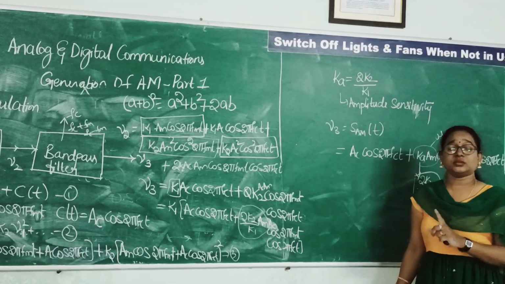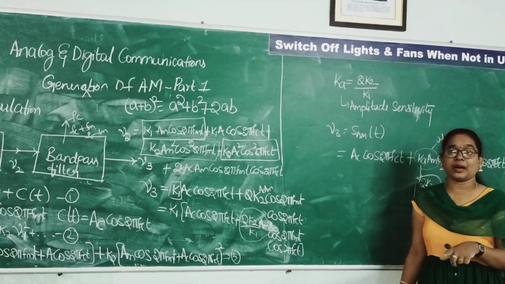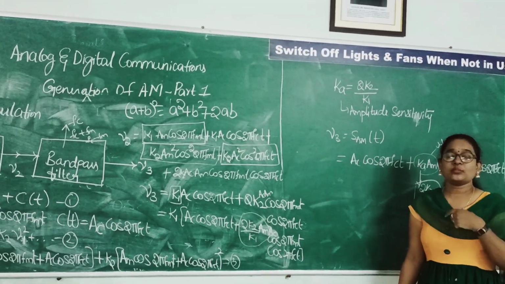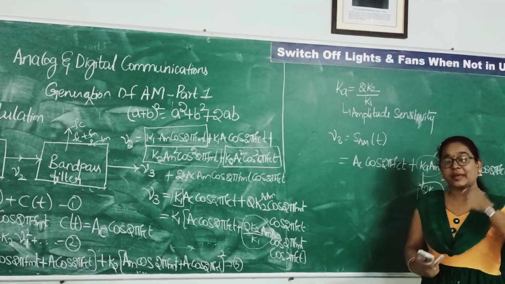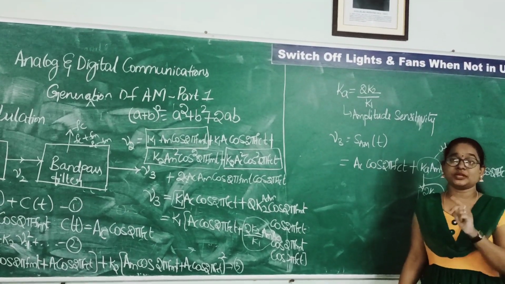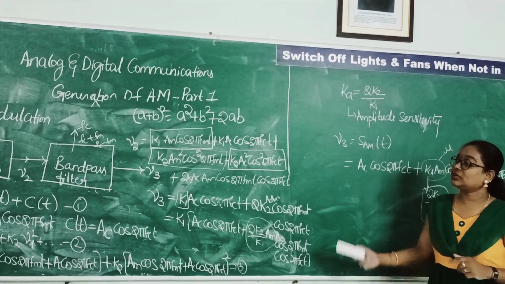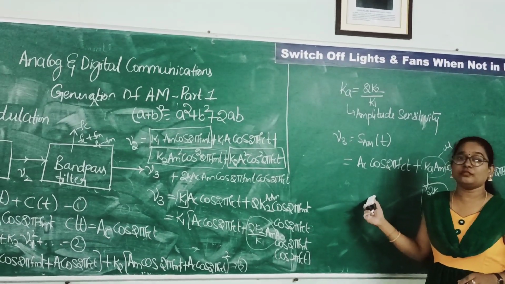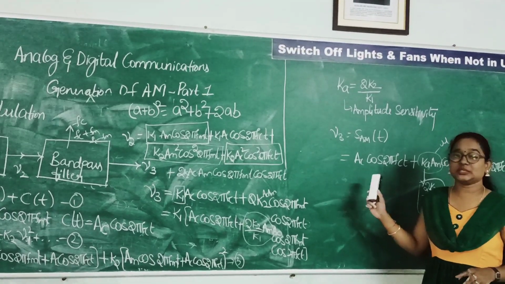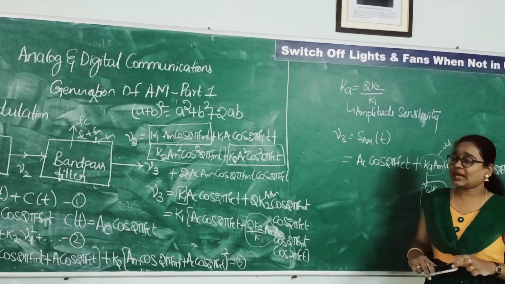In conclusion, in today's session we concentrated on the power calculations: how much power is utilized by the sidebands and how much power is utilized by the carrier, for single tone and multi-tone. Then we went on to the generation of amplitude modulation using a square law modulator. Hope you all understood this.